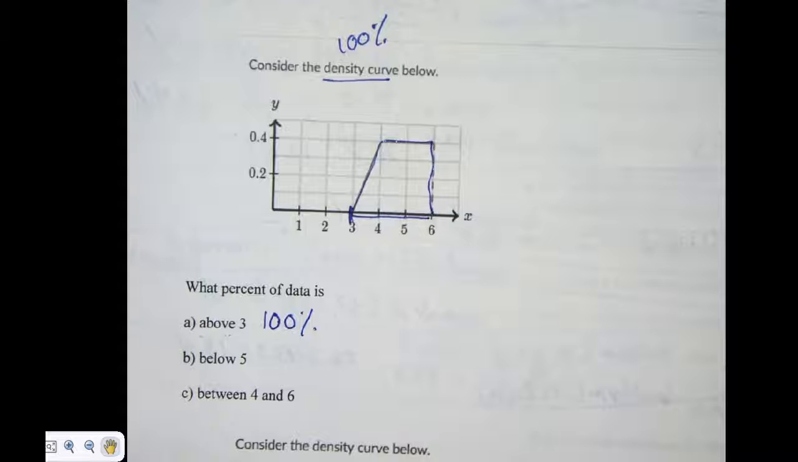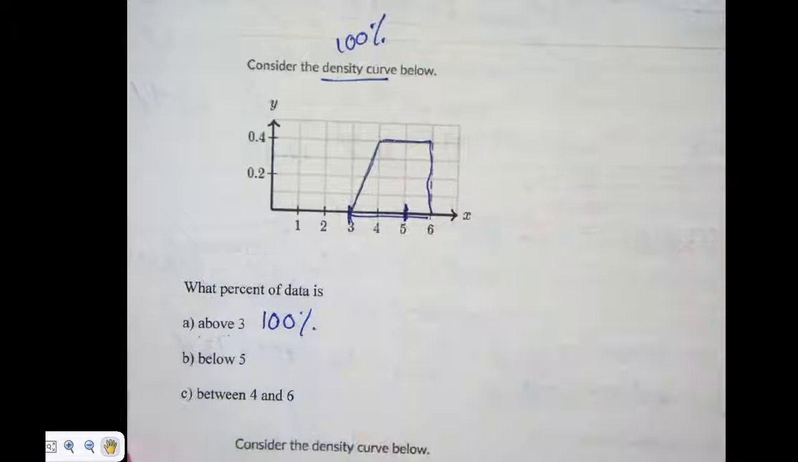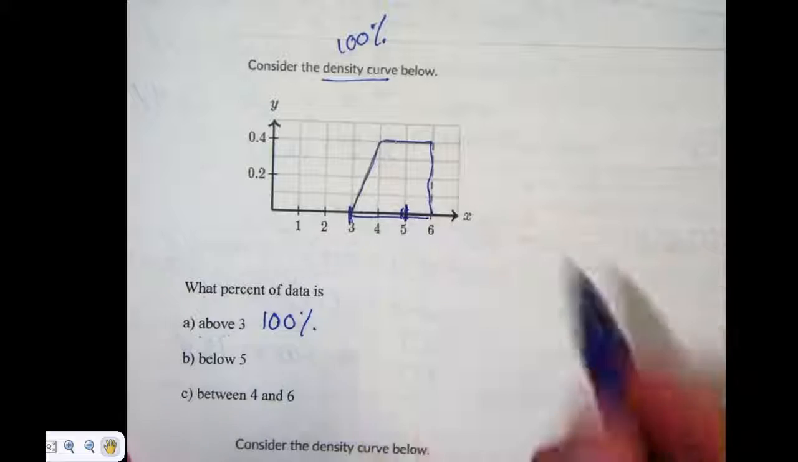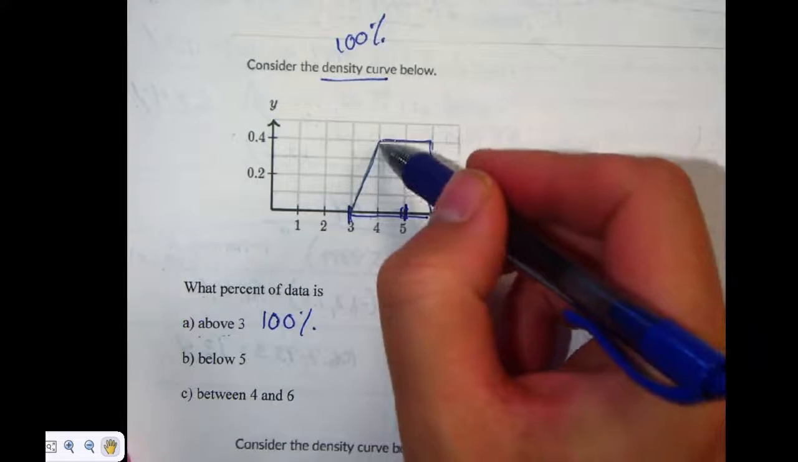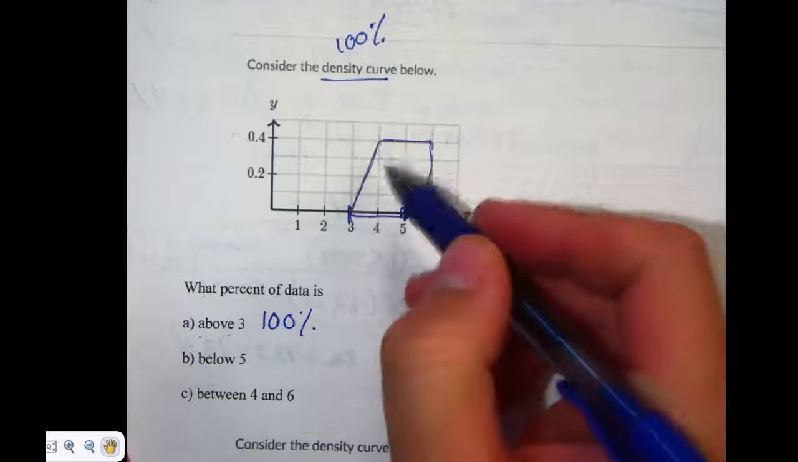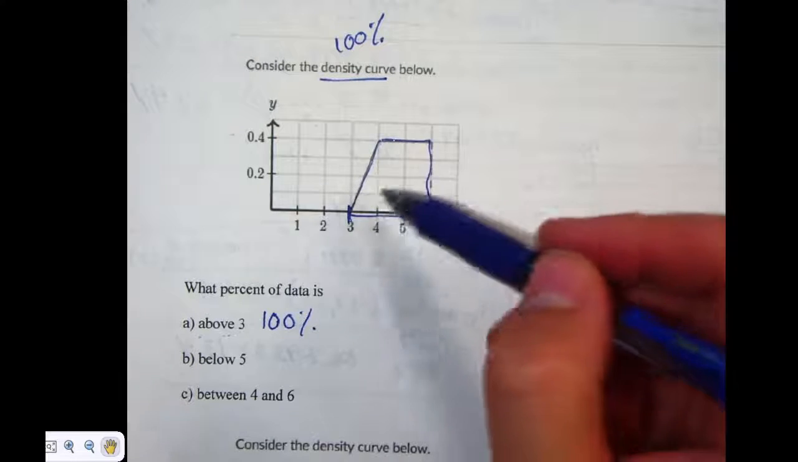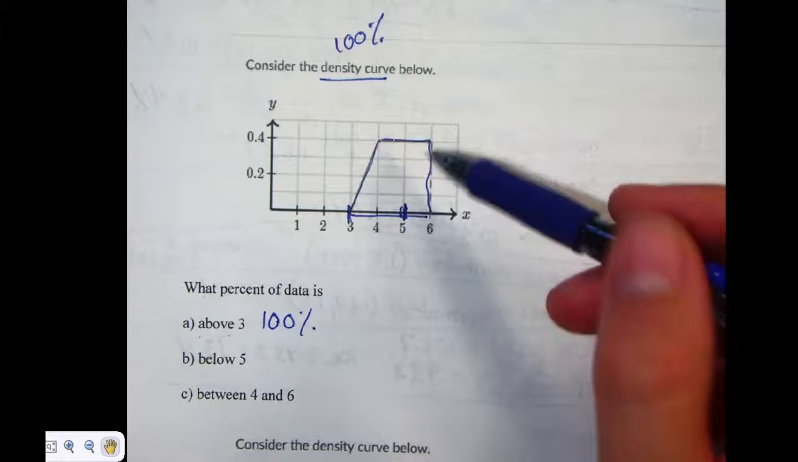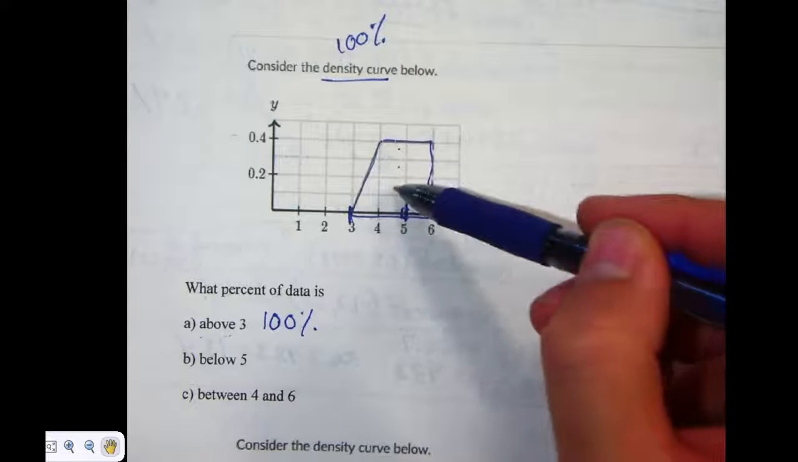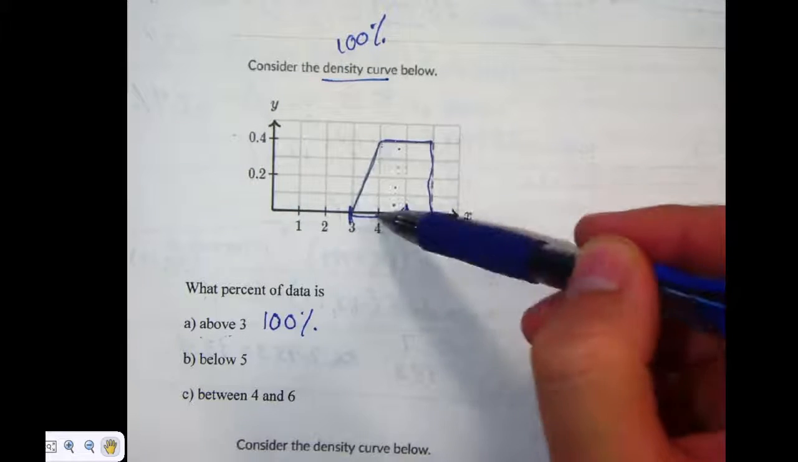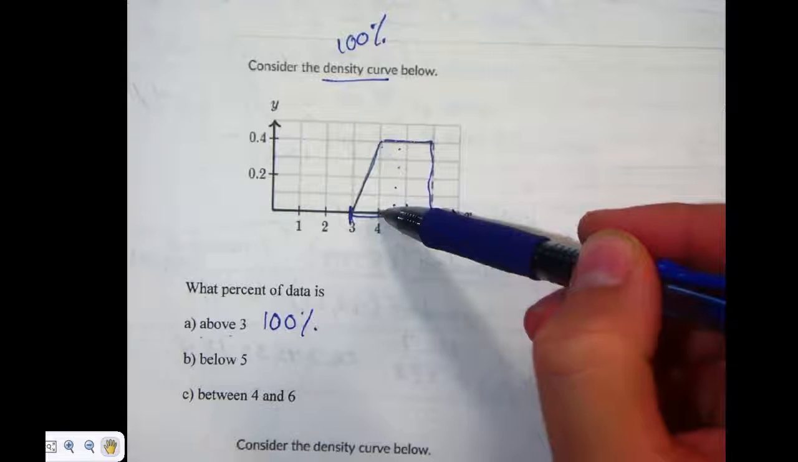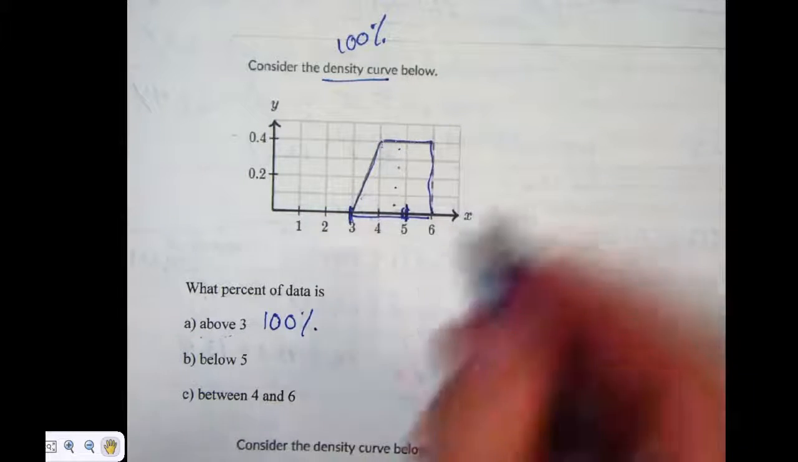Now below 5 is a different story. What you're doing is finding the area. You can count the boxes or use area formulas. What's the area of a triangle? 1/2 base times height. Or you can just count. How many boxes are there below 5? 1, 2, 3, 4, and then there's 2 boxes here. So there's 6 boxes below.